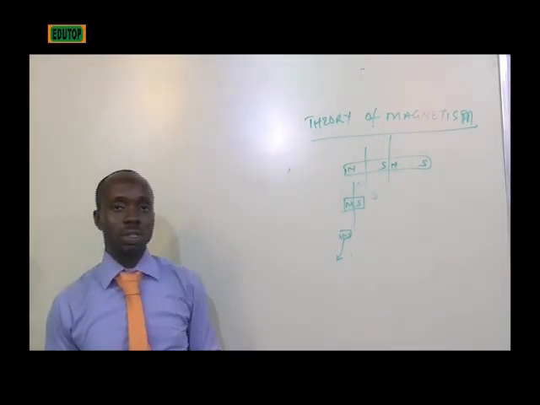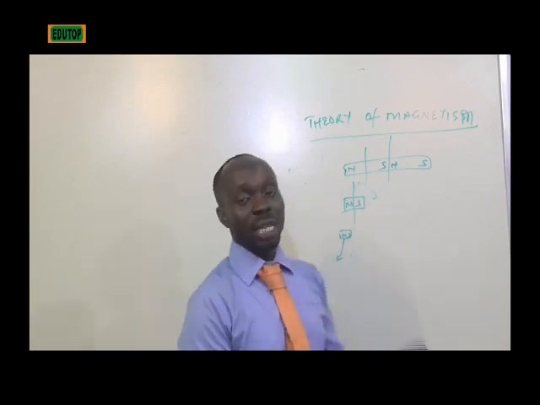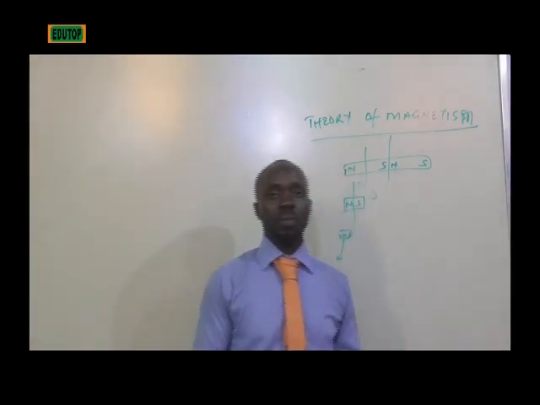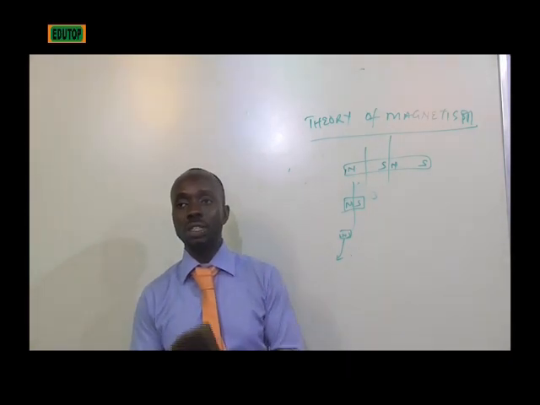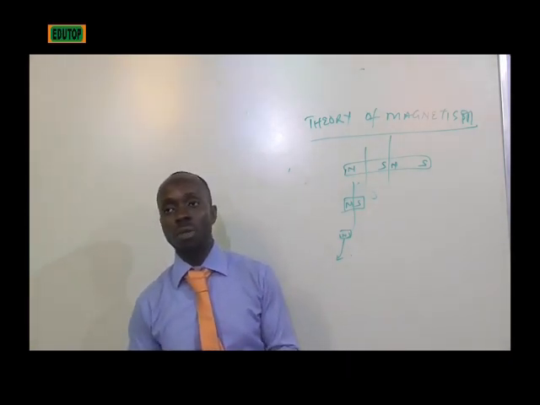No matter how you crush a magnet, you will never separate the north and south pole. They will always be together. There will always be two poles. That's the number one theory of magnetism.